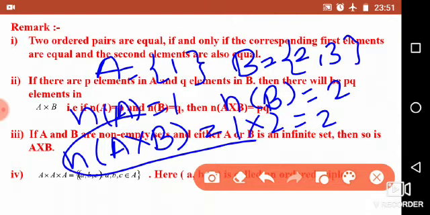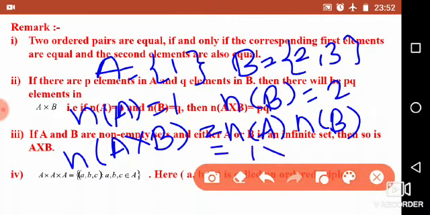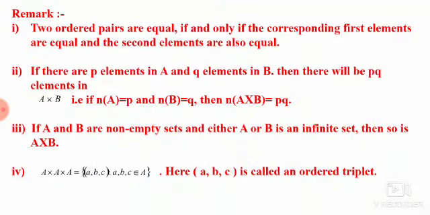Now here you can understand how many elements will be there in the Cartesian product of the two given sets. The total number of elements in the Cartesian product of the two sets is equal to n of A into n of B. Here I give the formula: n of A into the number of elements in the second set B, that is 1 into 2, which is always equal to 2. And here it is a normal product.